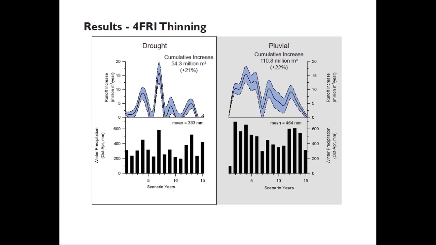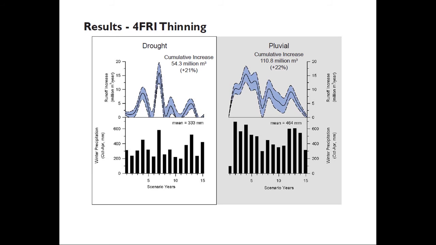So these were our results. This is the runoff increase in the Salt River in million cubic meters per year for the drought scenario and the pluvial scenario over 15 years of the already planned forest thinning. These were the red areas in the first figure I showed, so what is already slated to be done on the ground.